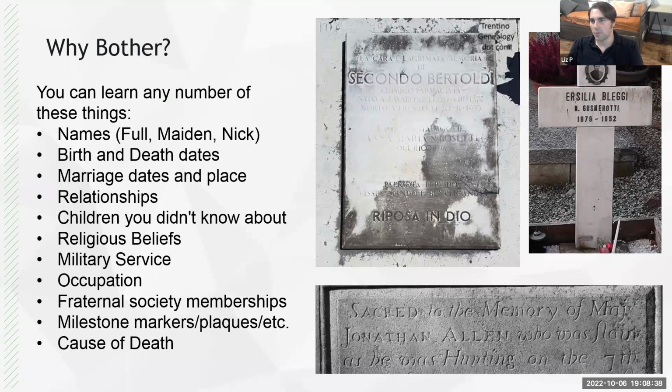I've been to grave sites where you'll see lots of stones around it with kids' names related to the family that may not have been on your pedigree chart. And so it really helps you fill it out a little bit more than just your direct descendant, as the case may be. You'll see religious beliefs, military service, occupations.